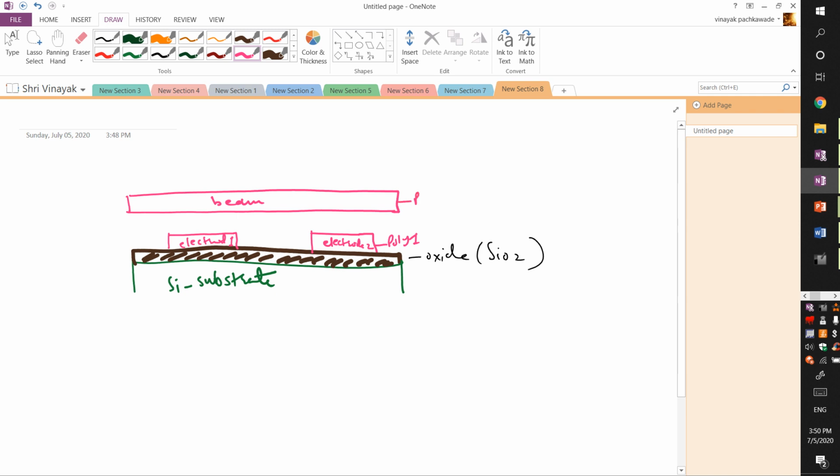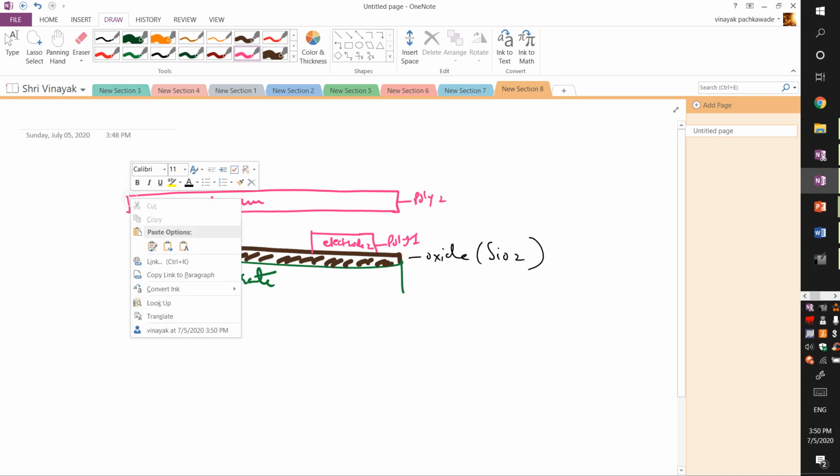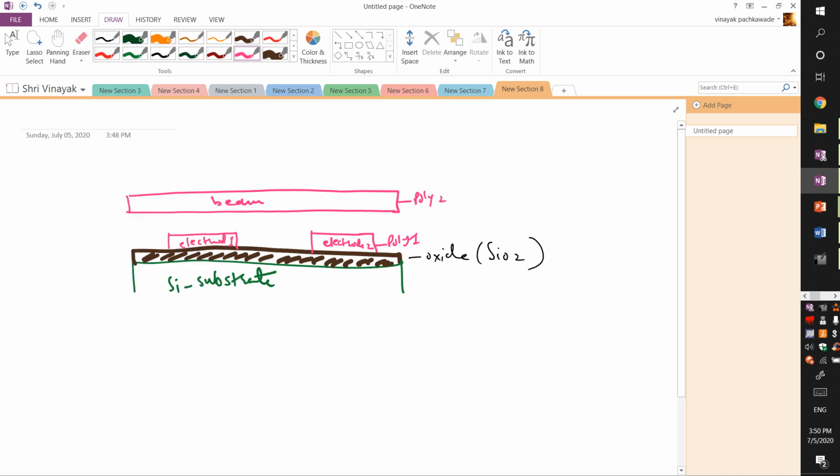1, and this is poly 2 or metal 2. So these are the electrodes and the main body of a vibrating element. Where are the capacitances? So let's say I decide to drive this structure from this electrode. So I have an application of Vi of t.